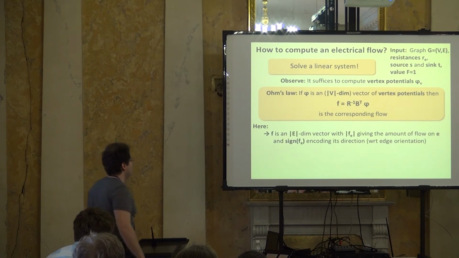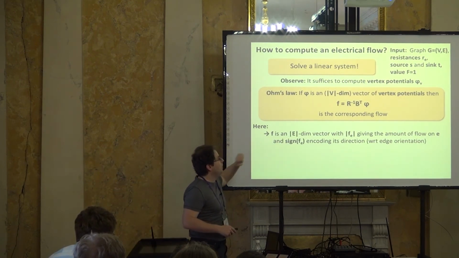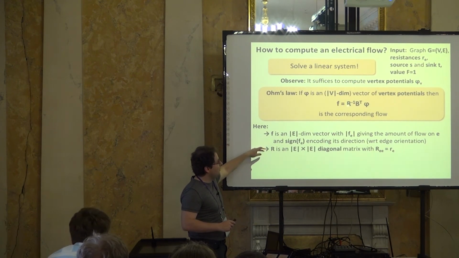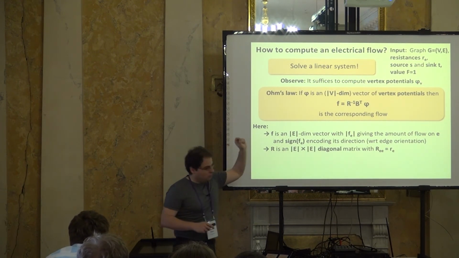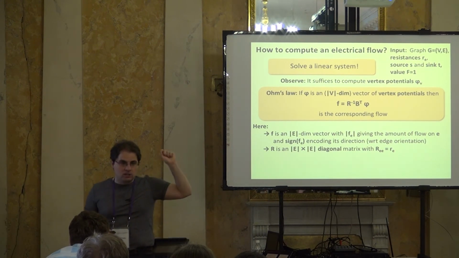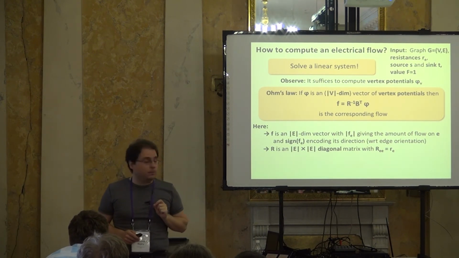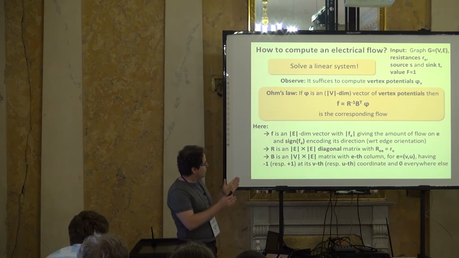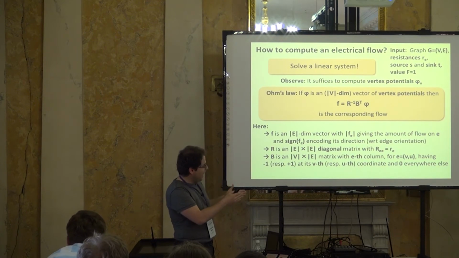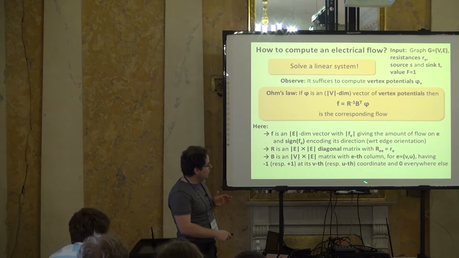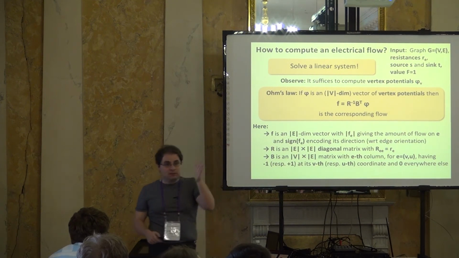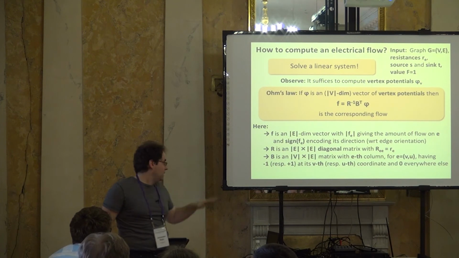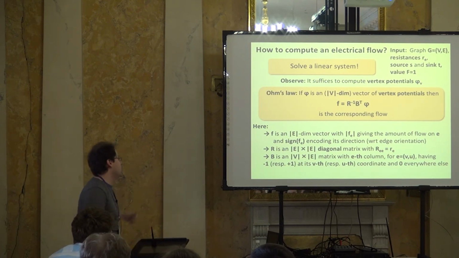So what are these matrices? We know what F is, it's the usual encoding. R is a diagonal matrix that has an entry for every edge, and the entry is the resistance of the edge. Finally, the most interesting matrix is B, which is an n by m matrix, where each column has a plus 1 and a minus 1 corresponding to the head and tail of each edge. I will show you an example in a second, because no one can really parse these things in real time.